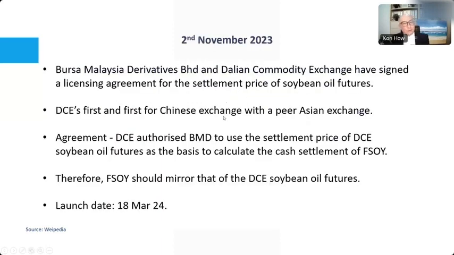Right, so just now we heard and understood that Malaysia Derivatives and Dalian Commodity Exchange have signed this license agreement to settle soybean oil futures. And this will be the first for DCE, and also the first for a Chinese exchange with a pure Asian exchange. This is a first, not for the Chinese exchange, but first for the DCE to go outside of China. So to me, it's very exciting news for Malaysia.